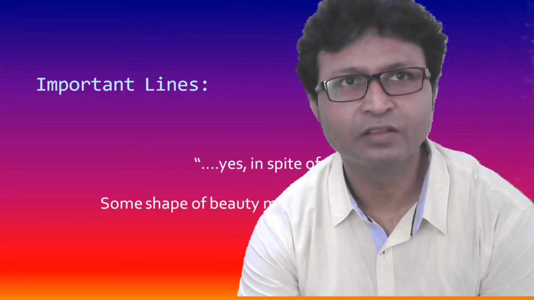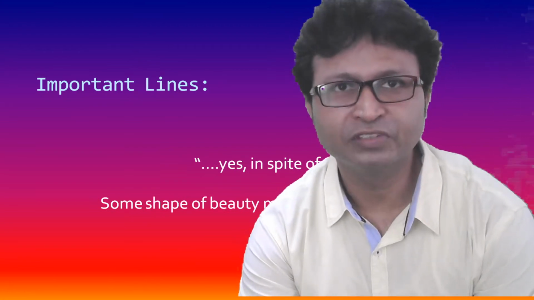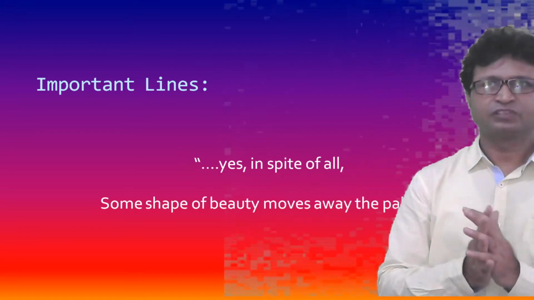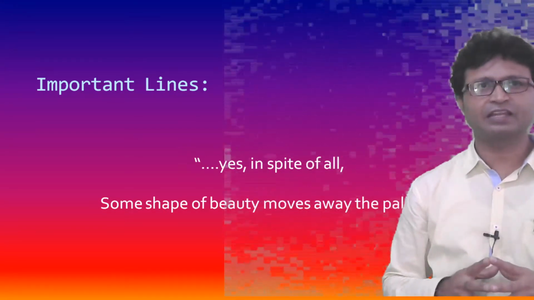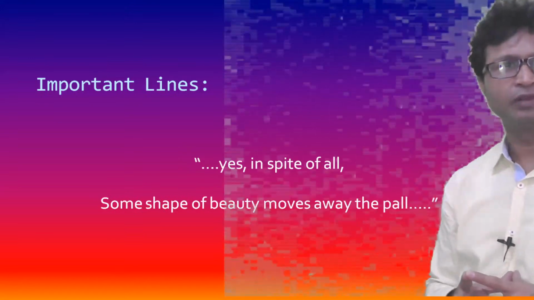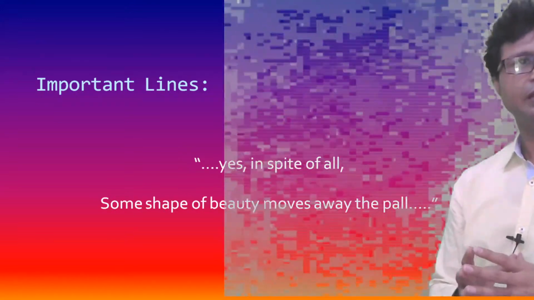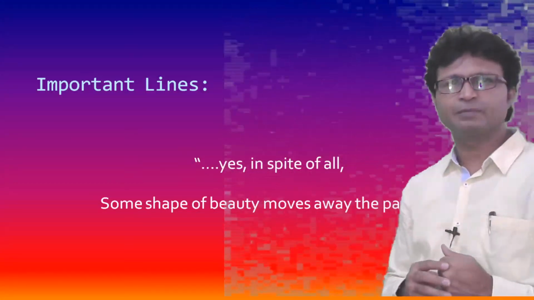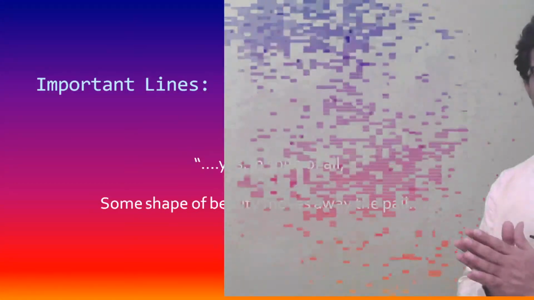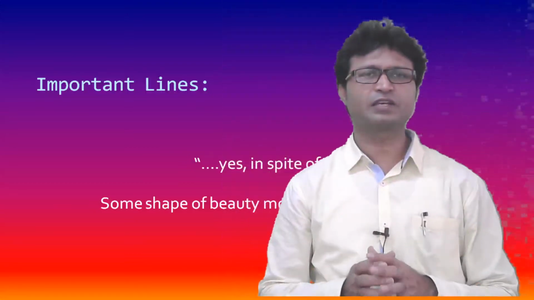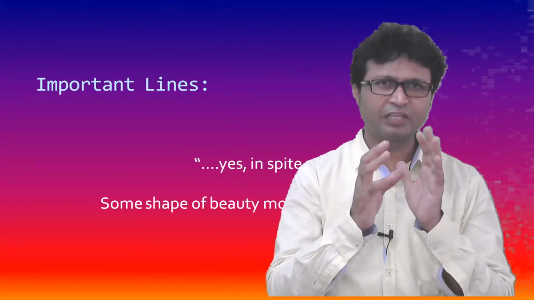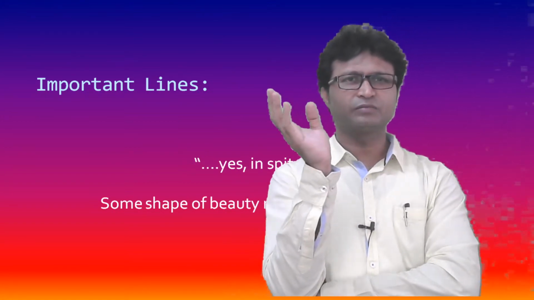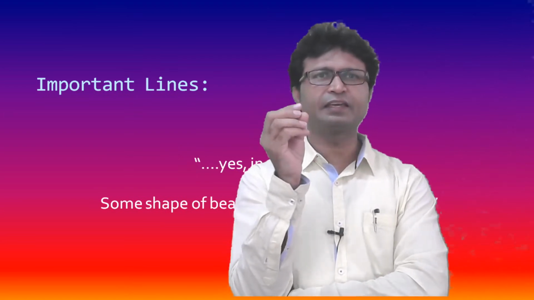Next is this one. In spite of some shape of beauty, there is some kind of despondency in life. It moves away the pall. So it refers to the bad time, the sorrowful time that comes. Though there is a thing of beauty, there are people who find something wrong, something not so healthy.